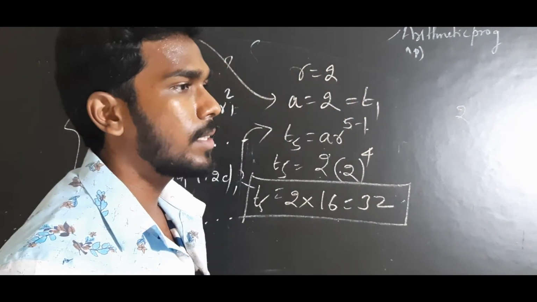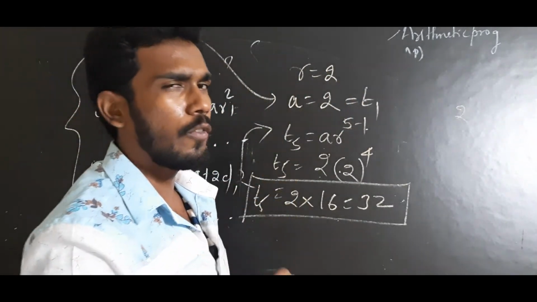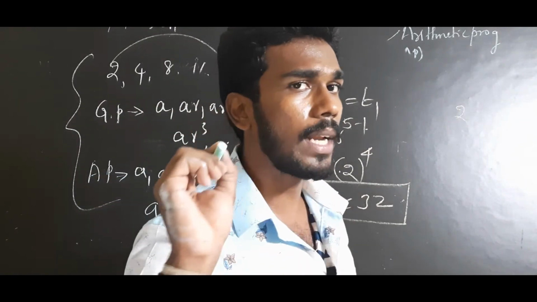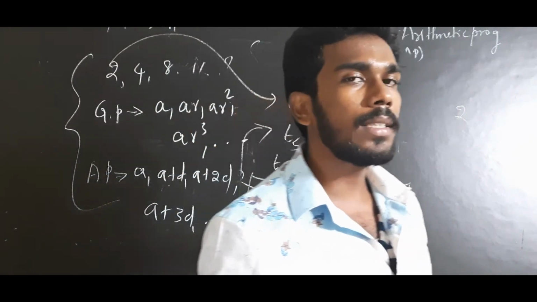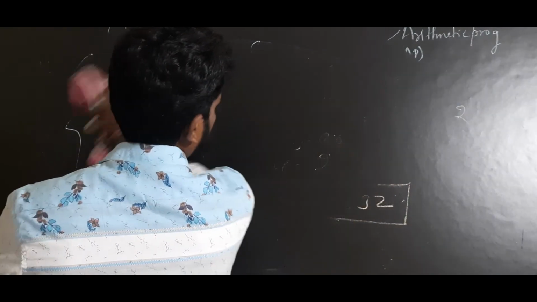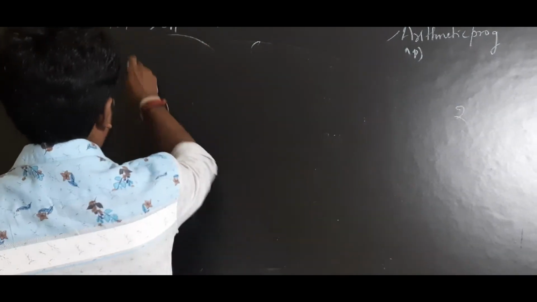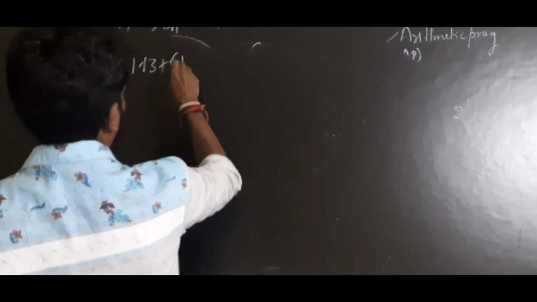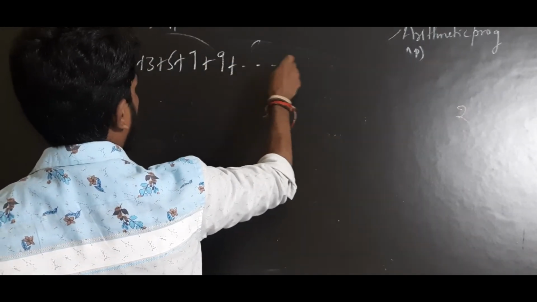What about series? All these are separated by commas. The list of objects separated by commas is called a sequence. And series is nothing but a summation. Let's see here. If I get 1 plus 3 plus 5 plus 7 plus 9 plus, it goes on.